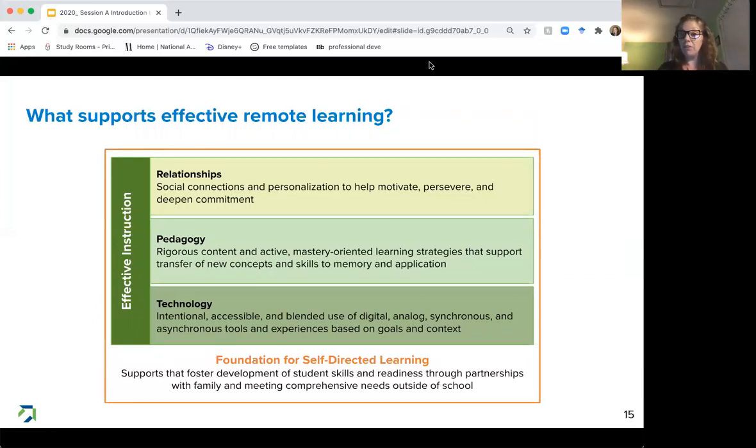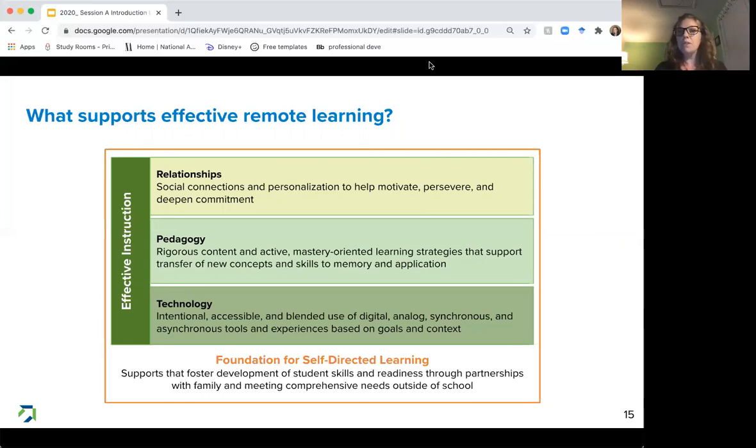The first is technology, which enables the interaction of the student with teachers and content and peers. The second is the actual pedagogy that offers rigorous content and active mastery-oriented learning strategies to support students' transfer of new concepts and skills to memory, as well as application to tasks. And then finally, we focus on relationships.